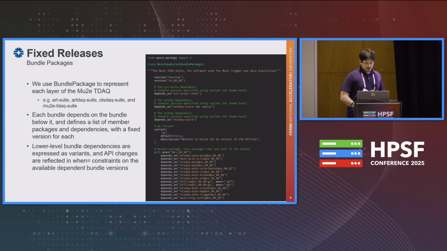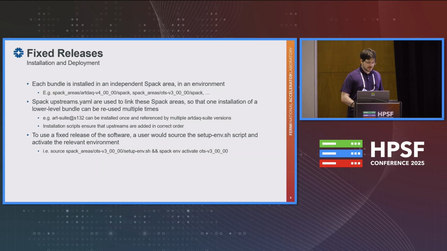And if we have API differences, we use when equals constraints to make sure that, say, we updated from artdaq version 3 to artdaq version 4. That was a major API change, so we're going to use when equals constraints to make sure that we pull in the appropriate version of everything.